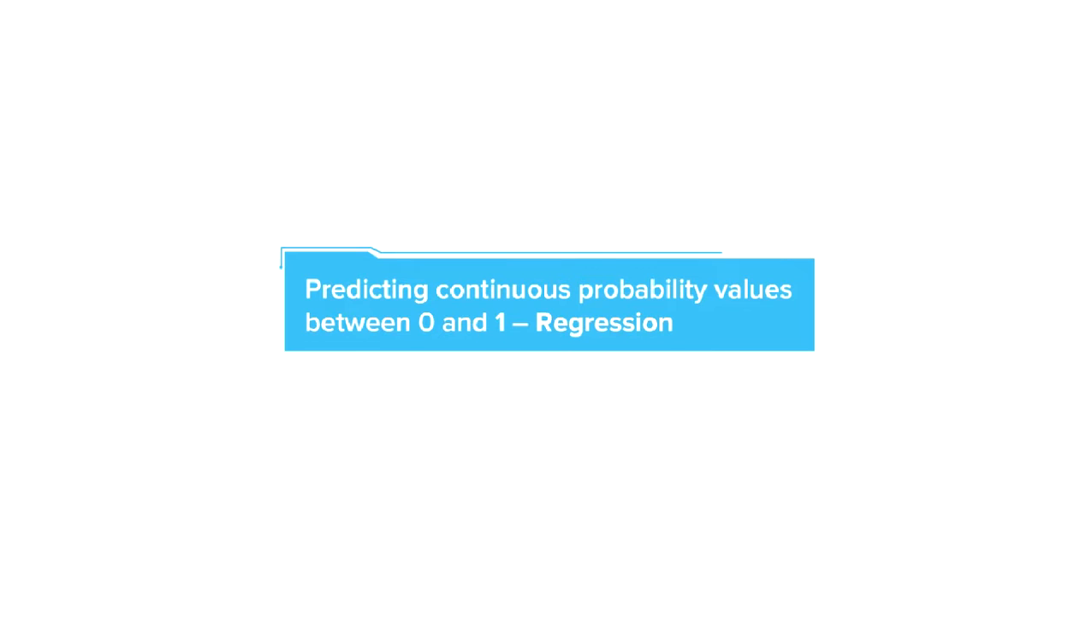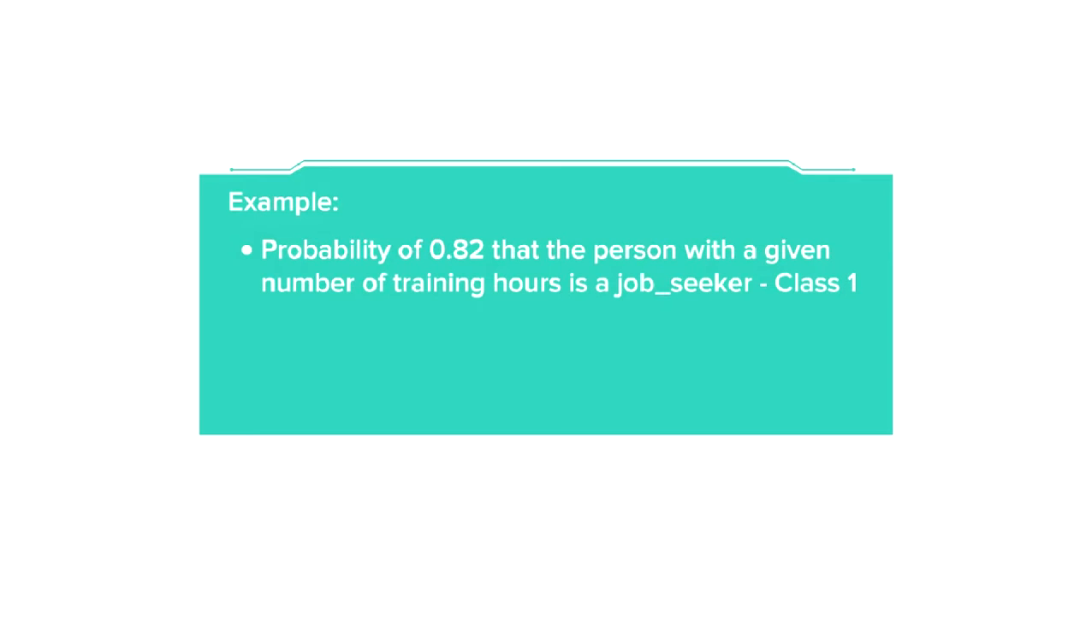But on the basis of probabilities, we can now set a threshold to decide whether it is class 1 or class 0. For example, if logistic regression gives us a probability of 0.82 that the person with a given number of training hours is a job seeker, we can say that this candidate has a very high probability of being a job seeker and therefore label it as class 1.